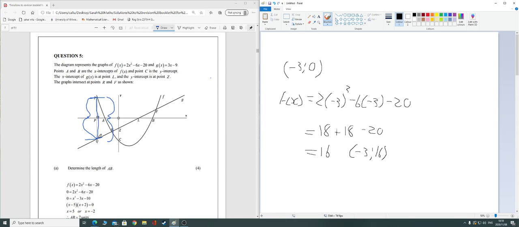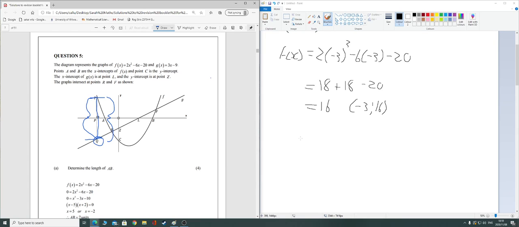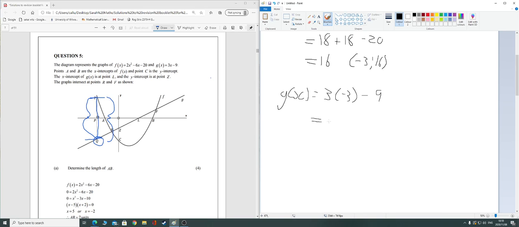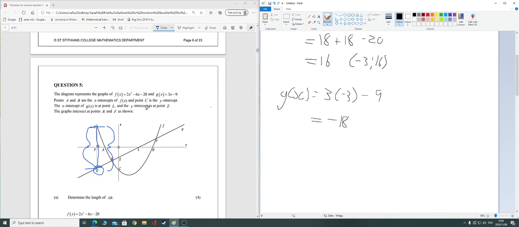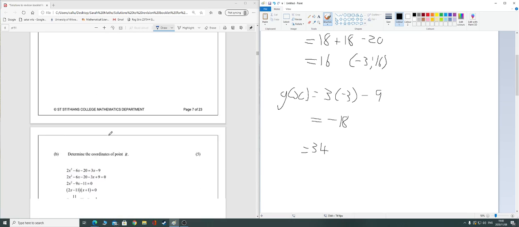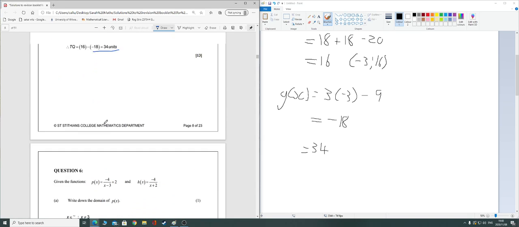Okay, now what we have to do is find the value at Q. So we just use our other graph, g of x. g of x is equal to 3 times -3, minus 9, which is equal to -18. So, again, we use our logic to figure out the height. This is 16, that is 16 units. This is 18 units. Okay, so what is 16 plus 18? It's 34. So that is the height, or the distance between our 2 points.